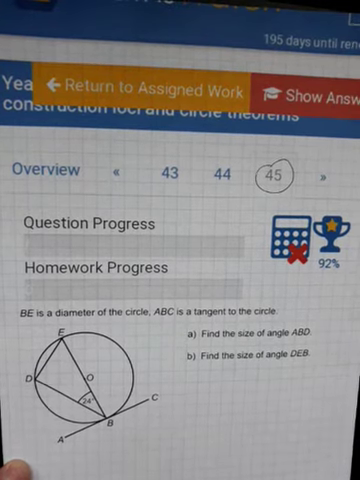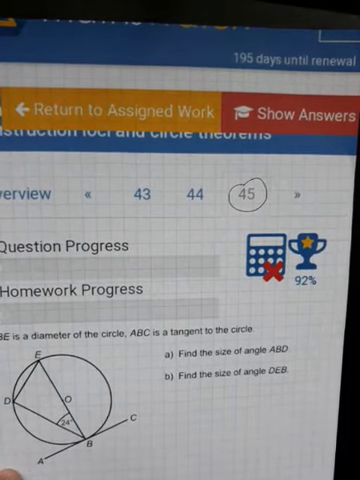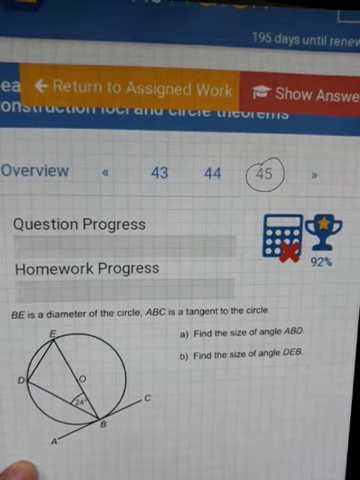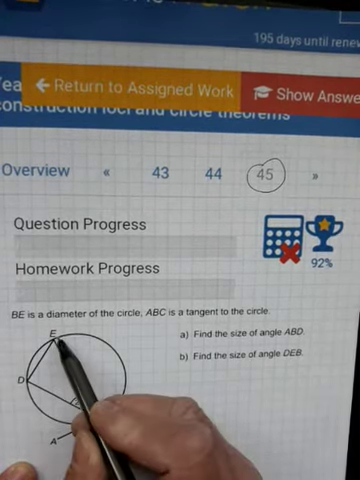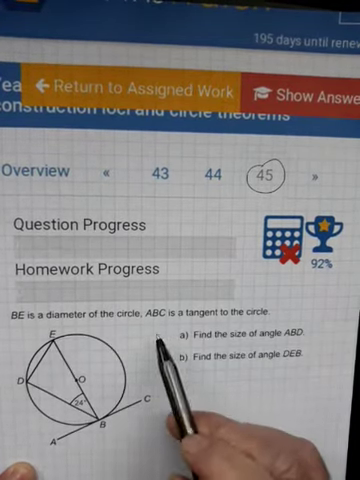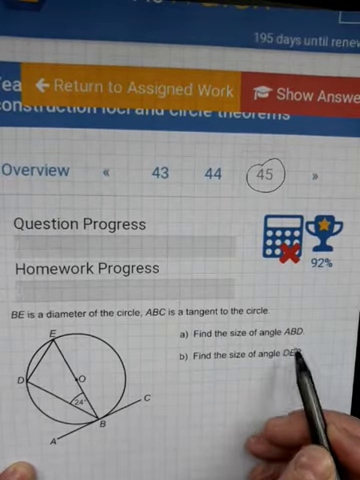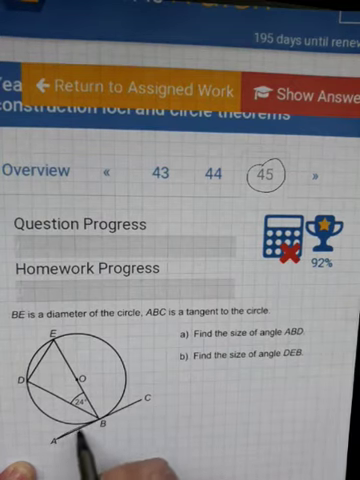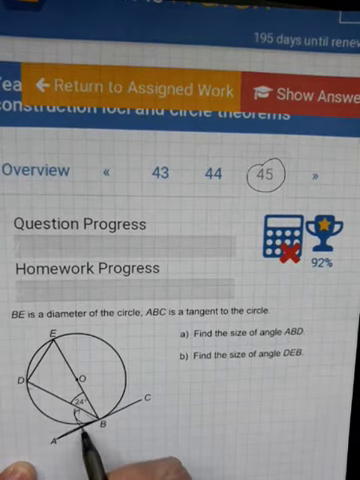Okay, question 45 from the assignment, which is also on clip 183. I don't know which one it is at the moment, but you could find that out yourself. So you look at this. BE is a diameter of the circle, which means O must be the centre. You've got to read this question carefully. ABC is a tangent to the circle. We've got to find ABD. So walking around the angle, A to B to D, we're after this angle here. That is ABD, that angle there.